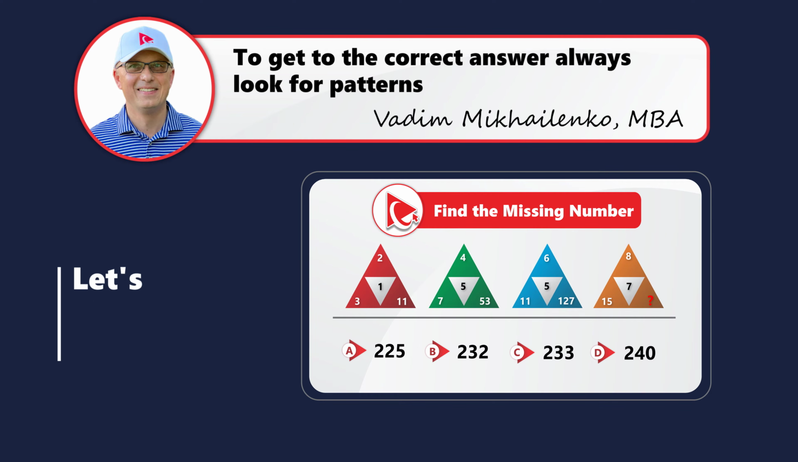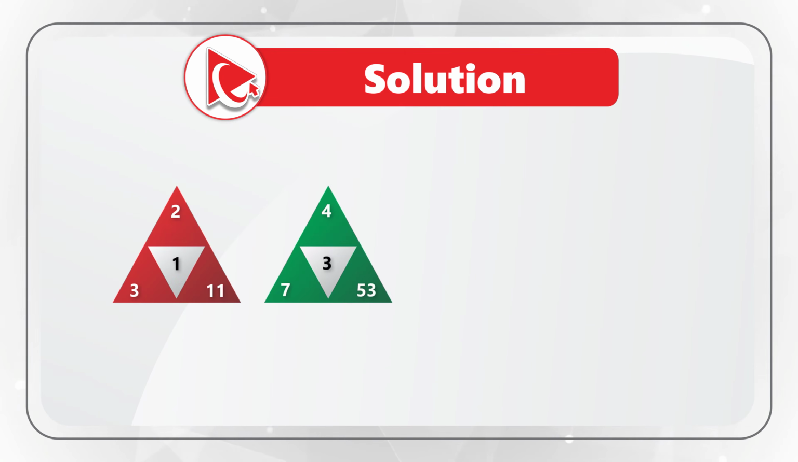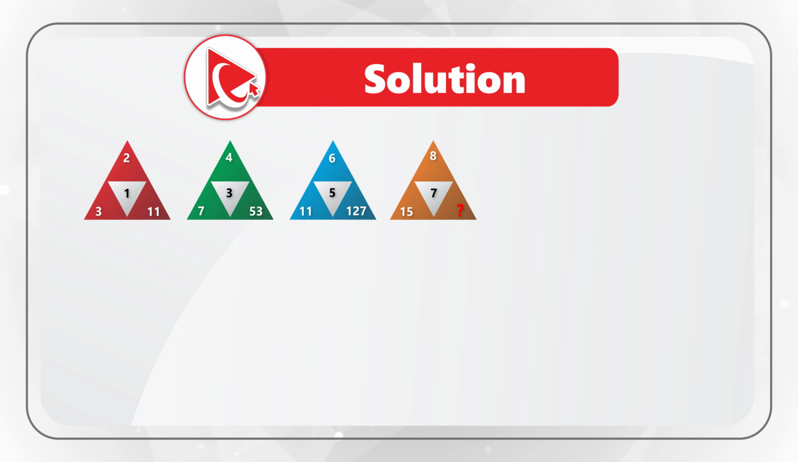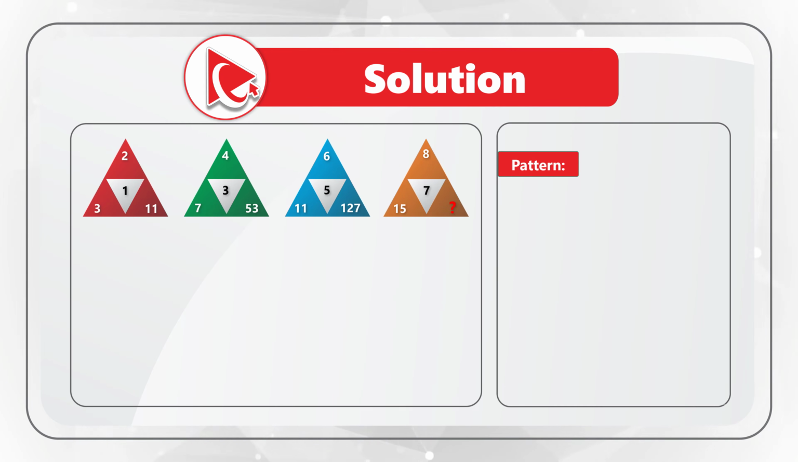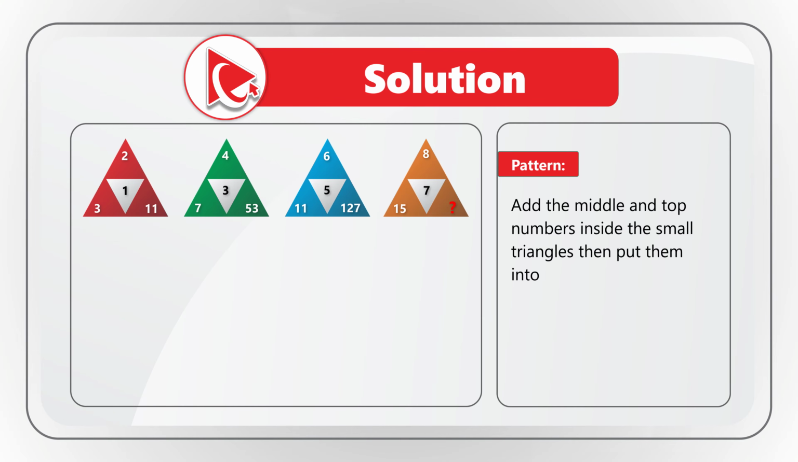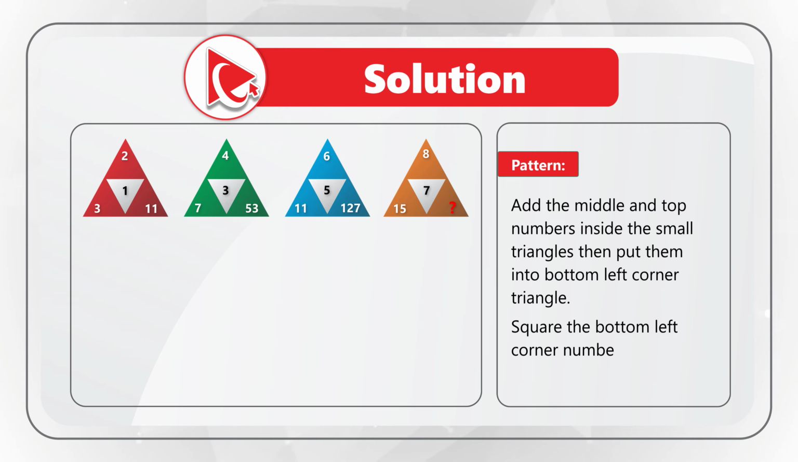Regardless, I am moving forward to share with you my version of the solution. And obviously, if you have a better way to solve it, please make sure to post in comments. As you might have guessed, to solve this challenge, you need to find the pattern. And the pattern is that if you add the middle number and the top number inside the small triangles, then put them into the bottom left corner of the triangle, and then square the bottom left corner number and add the top number. Seems a little complicated, and it is.